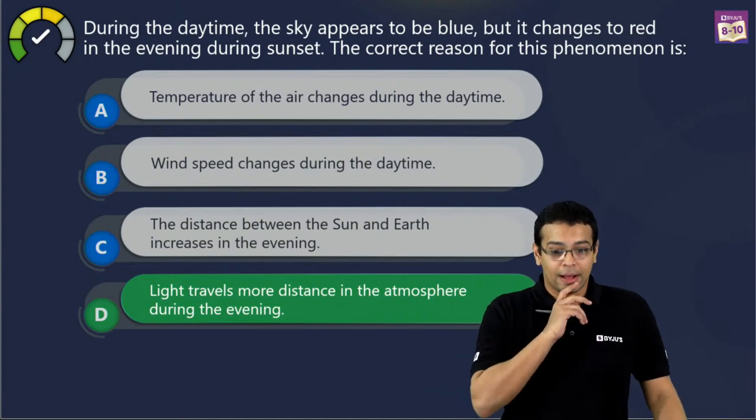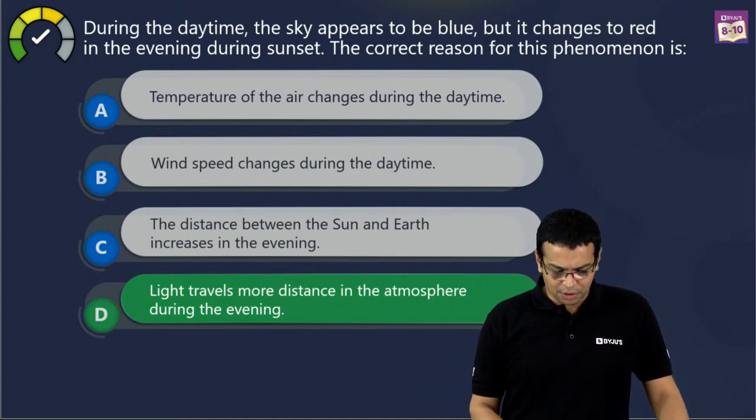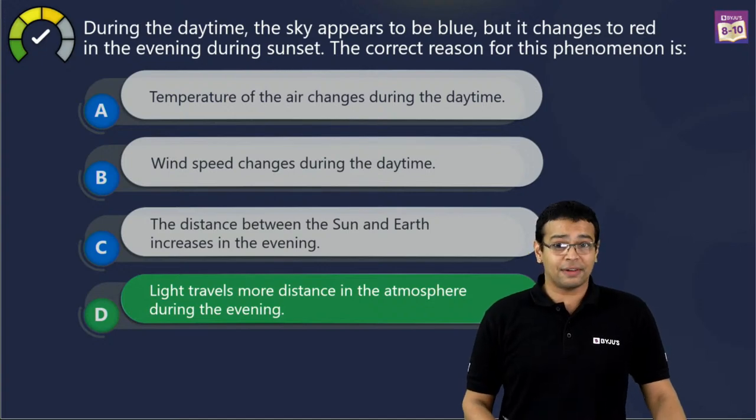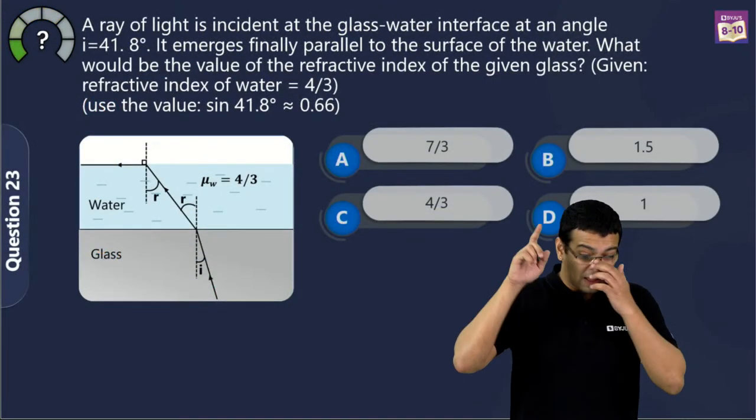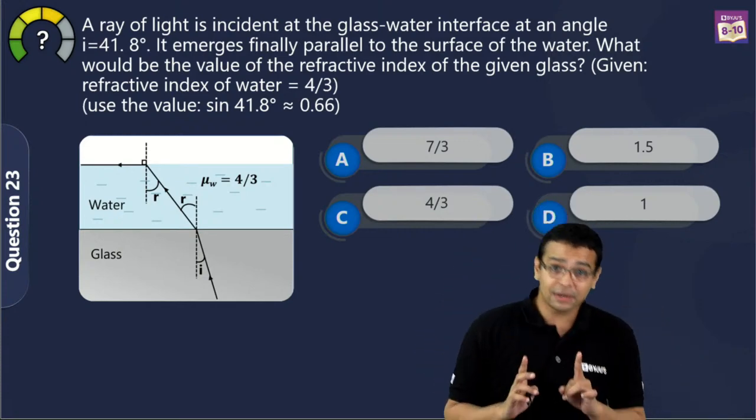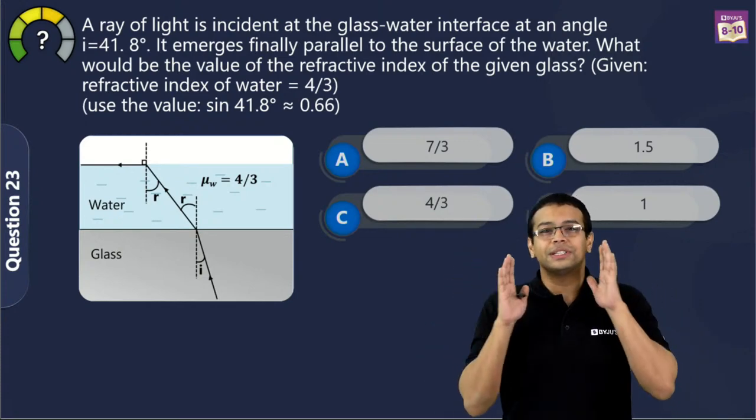All right, cool. What do we have next? Just another question. Somebody asked for refractive index, right? That's what's coming up right now, okay? A ray of light is incident. Now check that out. I'm going to read that question, but don't get intimidated. It's a lot of words. We'll just take it slow.